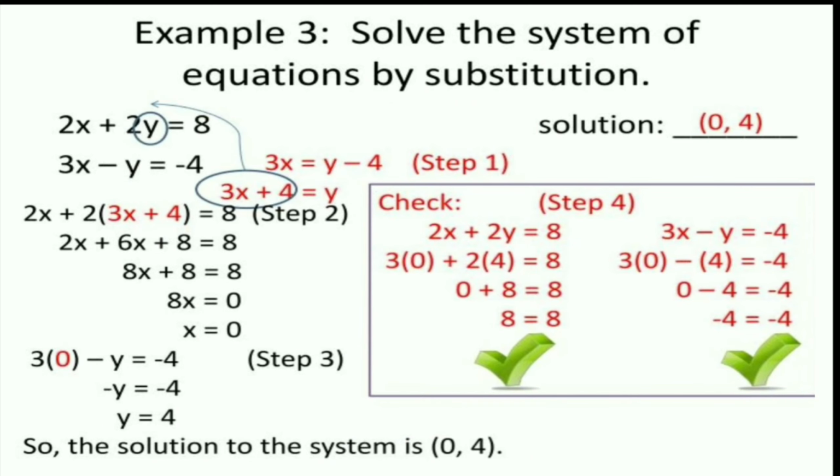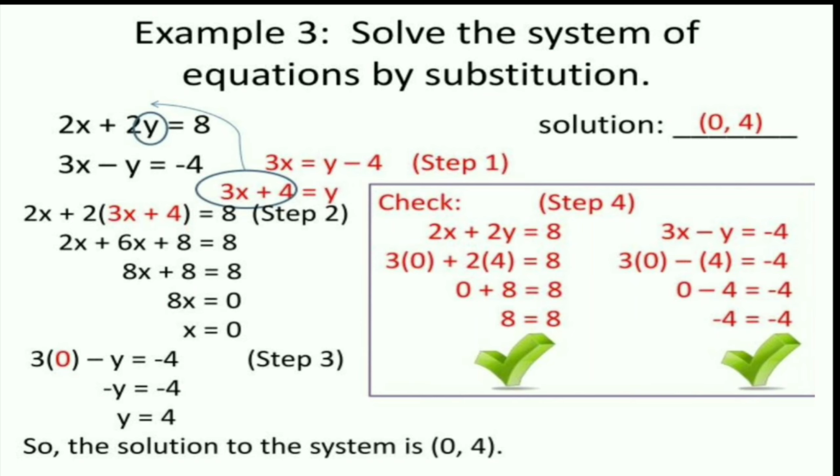Now let's see one more example. 2x plus 2y is equal to 8 and 3x minus y is equal to minus 4. Again we need to find the value of any one variable. We are finding the value from the second equation. What is the value of y? It will be 3x minus 4, sorry, 3x plus 4, because 4 is negative. When we transpose 4 towards the left side and y towards the right side, y becomes positive and 4 also becomes positive. That's why y is equal to 3x plus 4.